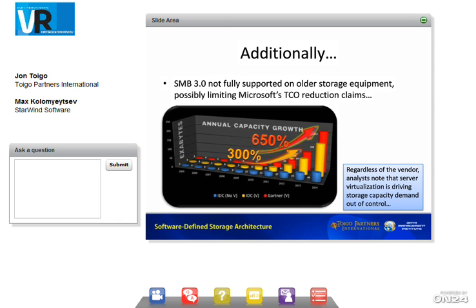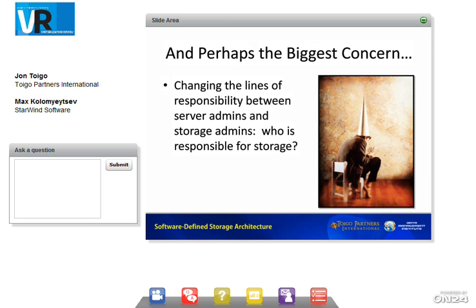And that's at a time when we're all being required to do more with less and bend the cost curve in storage. And then, of course, my biggest concern is we're trying to replace storage-savvy administrators with virtualization administrators who may not know anything about storage. At the end of the day, if you have both, who's going to be responsible for allocating that storage capacity?